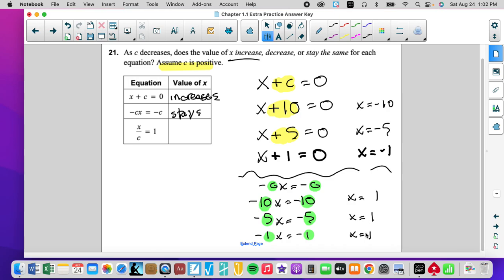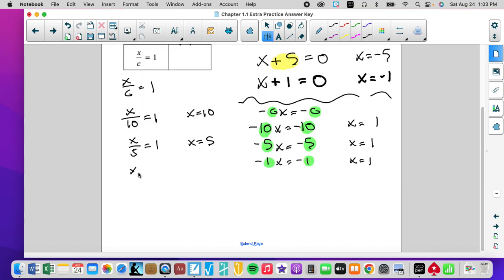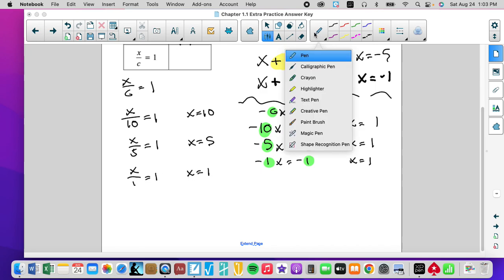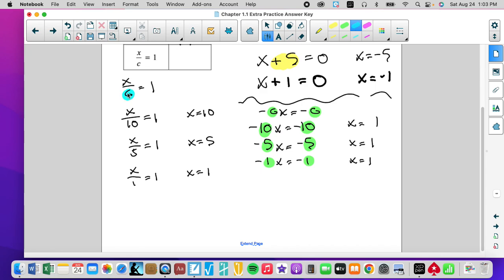And let's look at our last example where we have X over C equals 1. So we're going to put in 10 for C. What does X have to be in order to make this an equivalent? So X needs to equal 10. Let's put 5 in there. What does X have to be? X has to be 5 in order to make it 1. And let's do 1. And X has to equal 1. So we see that we're plugging in for C.